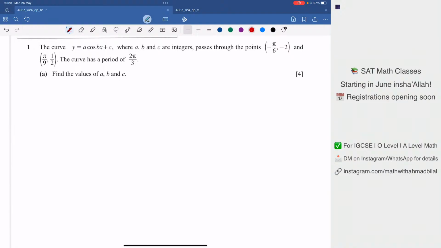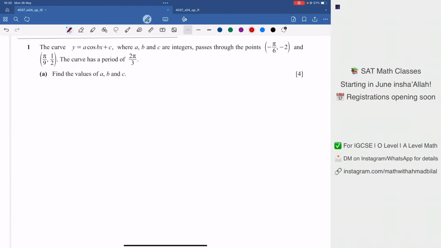Let's start with this. It says, the curve y equals a cos of bx plus c, where a, b, and c are integers. It passes through the points minus pi over 6 and minus 2. And there's another point, this. The curve has a period of 2 pi over 3. We need to find the values of a, b, and c. Now, how can we do that?